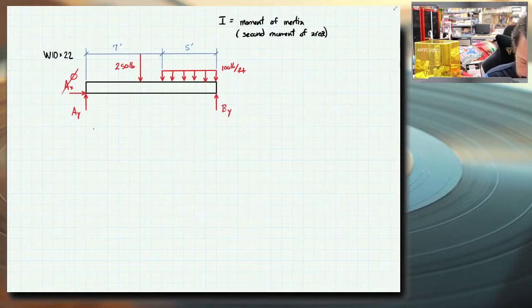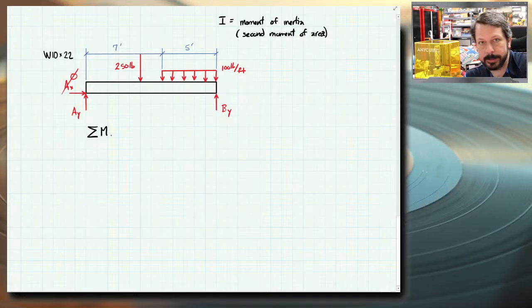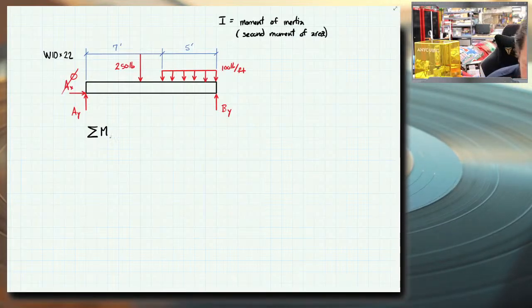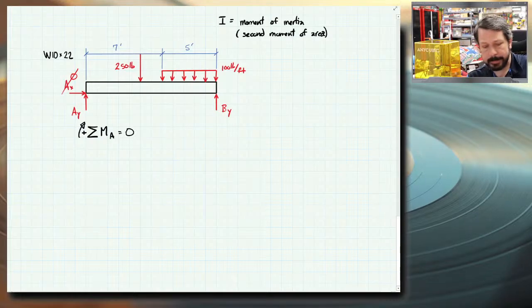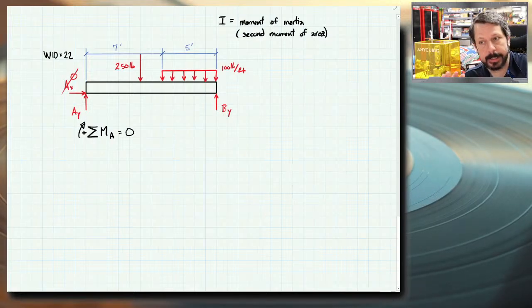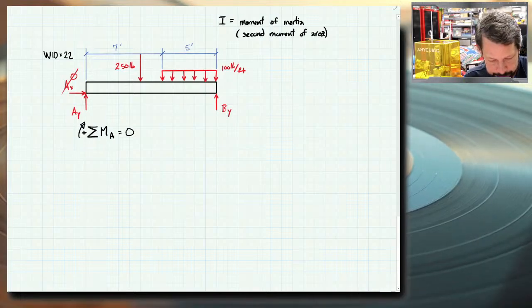What I normally do is summation of moments, about wherever the pin is. There's going to be a pin and a roller in a simply supported beam. So I'm going to do moments about A. I'll do clockwise as positive, and those have to be 0, and that means that this beam is not rotating about point A, which I know it's not doing if it's in equilibrium. That does not mean it's not bending, but it's not spinning around point A. It could be bending. That's what we're looking at later.